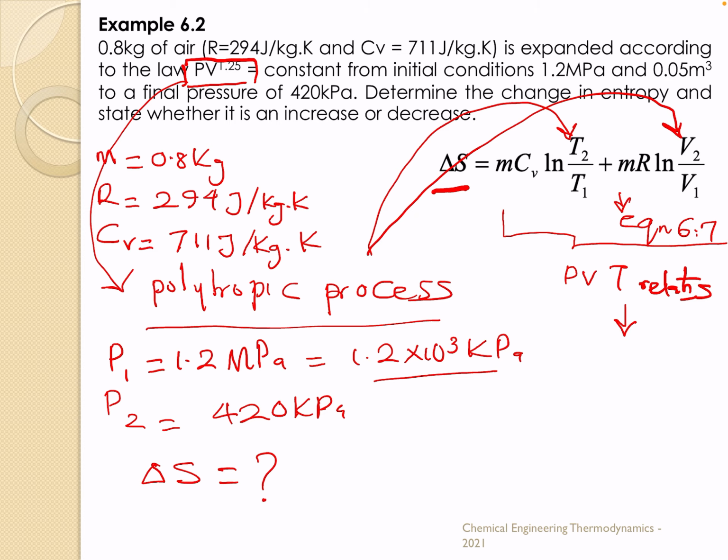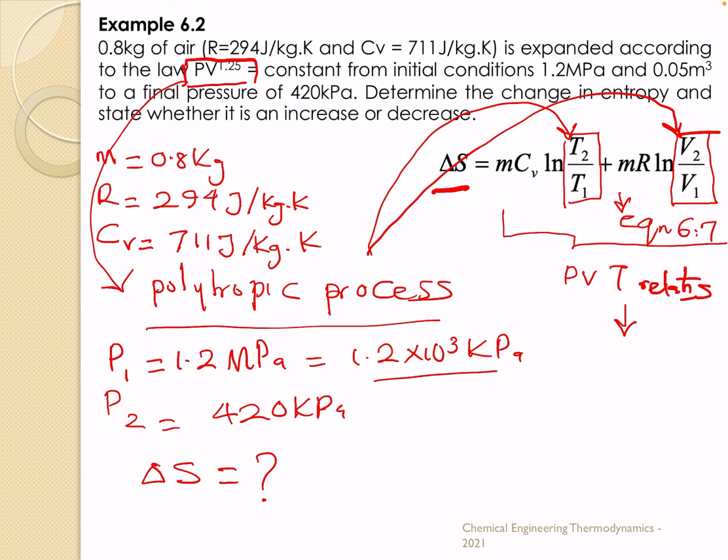So we said we are looking for the change in S, and then we need to look at what we have been given in equation 6.7, and what we need to get. To solve this, we need the value of T2 over T1. We also need the value of V2 over V1. So those are the values we are looking at.